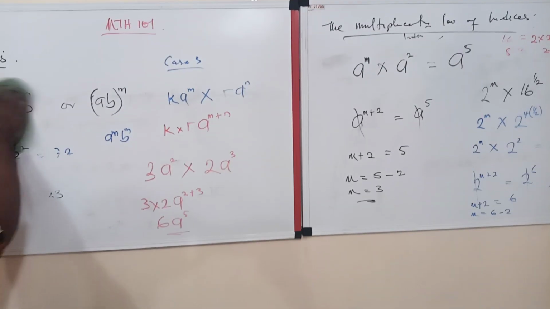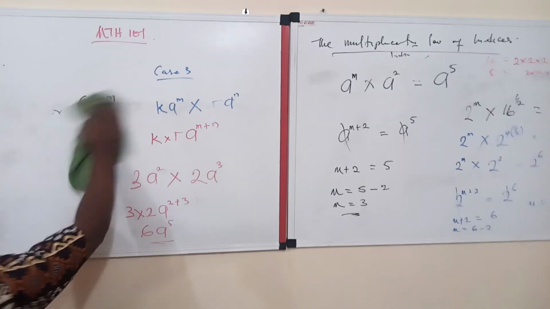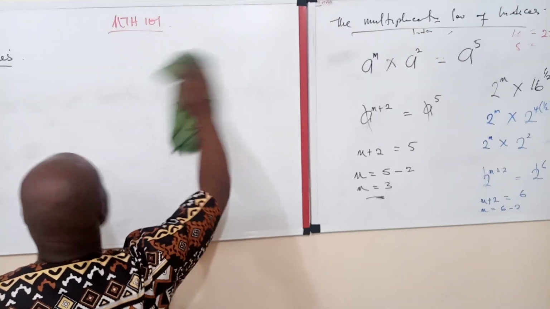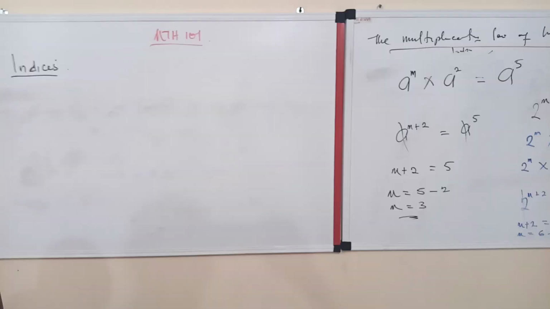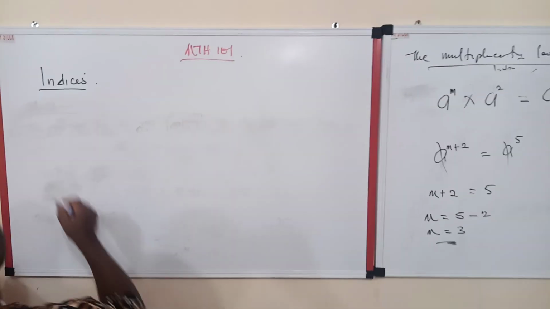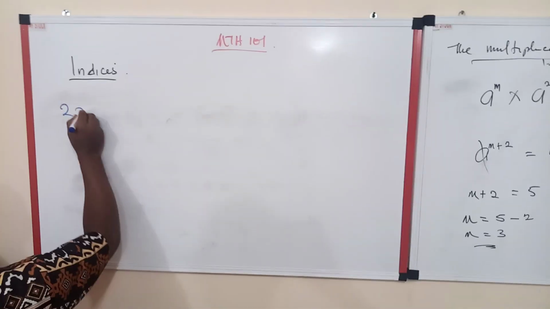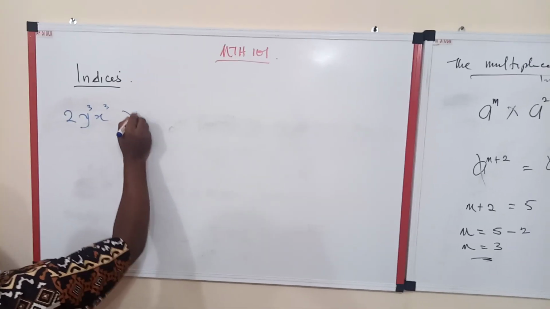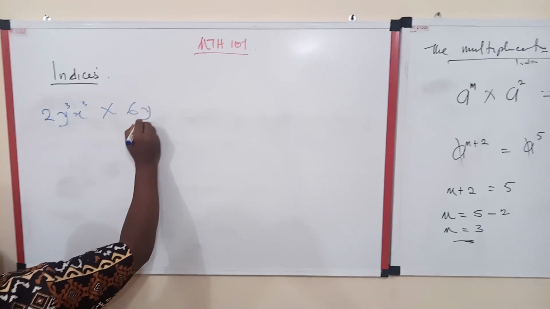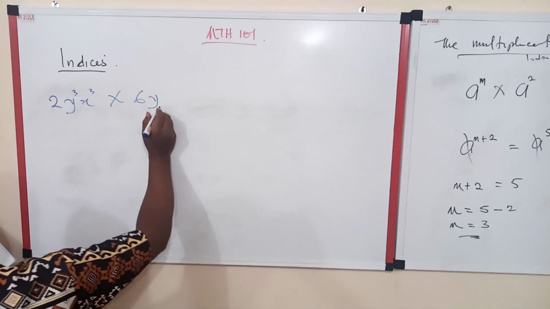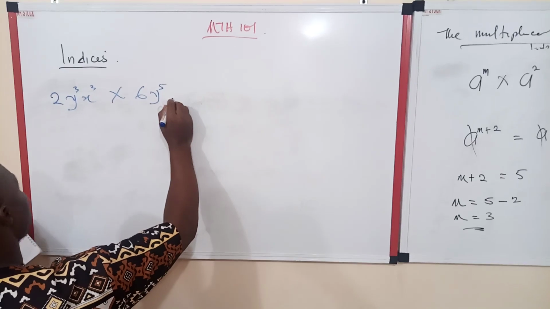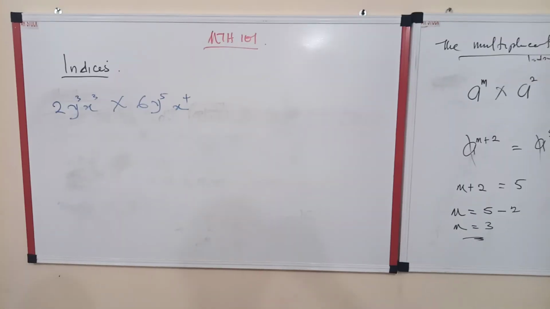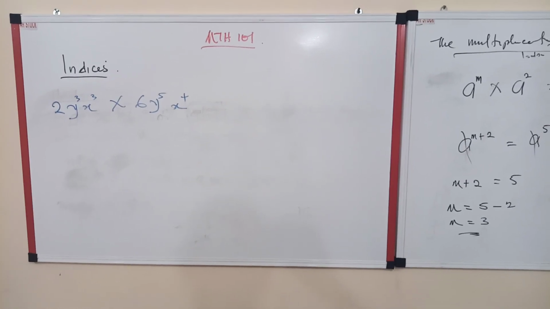Let me write another expression where we have a mix-up of different bases, but still employing one of the cases that we have considered. Let's consider this one where we have 2y raised to the power 3, x raised to the power 3, times 6, y raised to the power 5, and x raised to the power 4, a combination of all that we have done. Now, if you have this kind of expression, how do you go about it? It's still as simple as ABC.